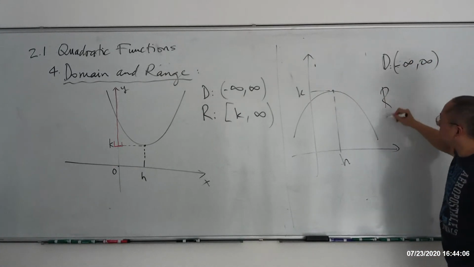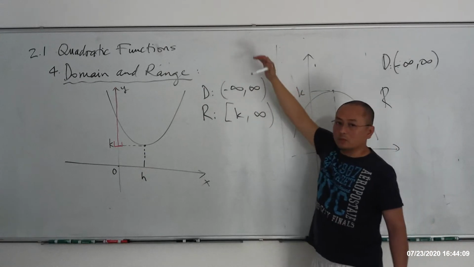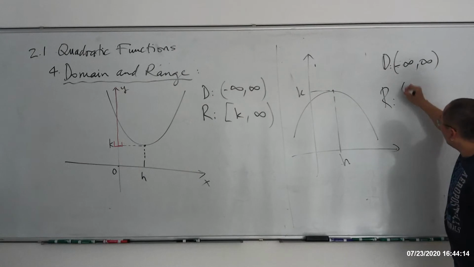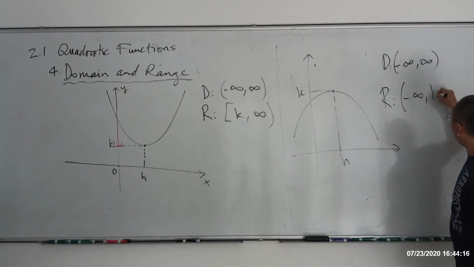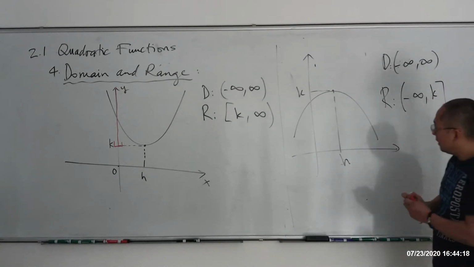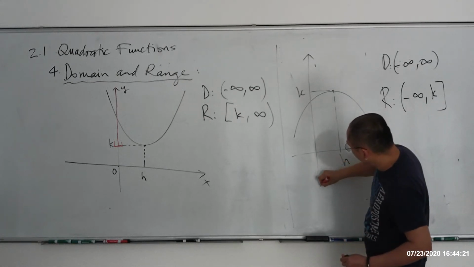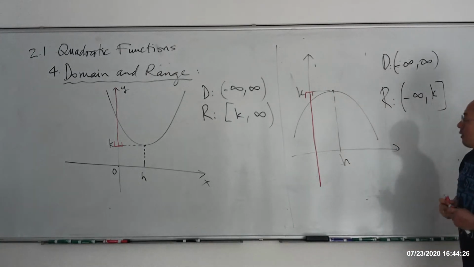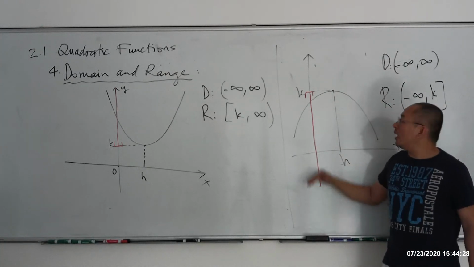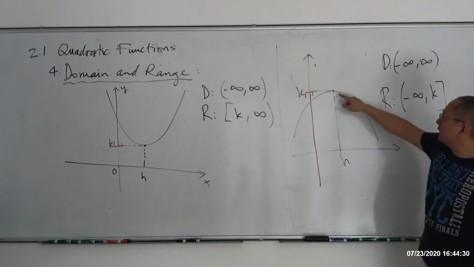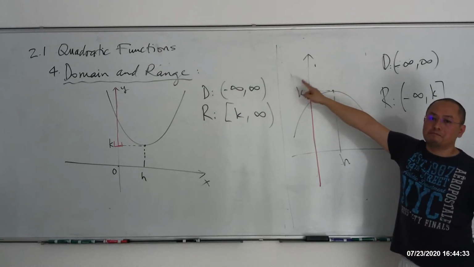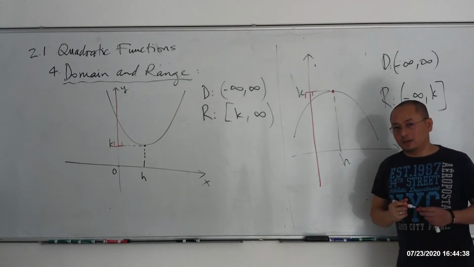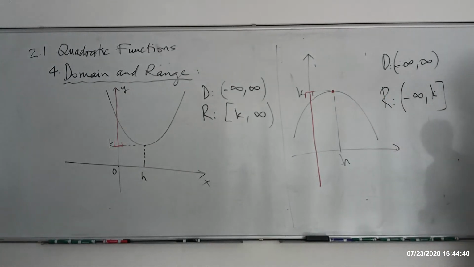And what about the range now? It's not from k to infinity anymore. Now it can go down forever, up to k. So you're going to write it this way: parenthesis, negative infinity, comma k, square bracket. And this is what we mean. Okay? So all real numbers as negative as possible up to the k value. And obviously you can see that k is now the maximum value of the function, and this vertex right here is the highest point on the parabola.